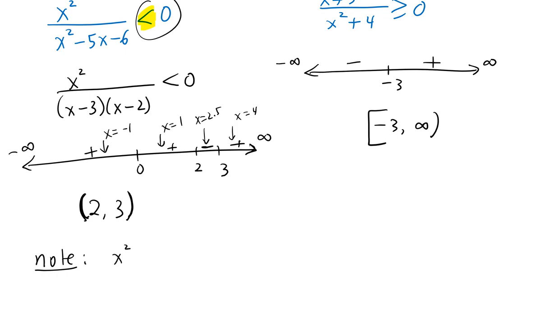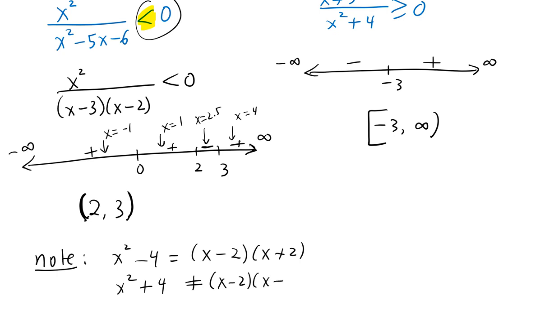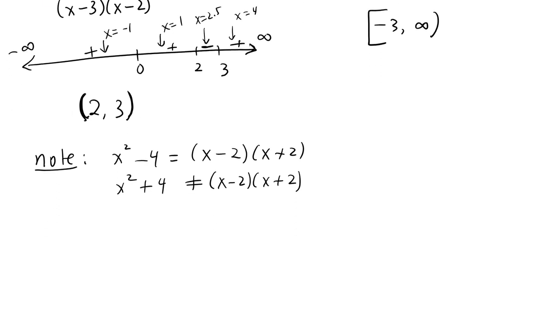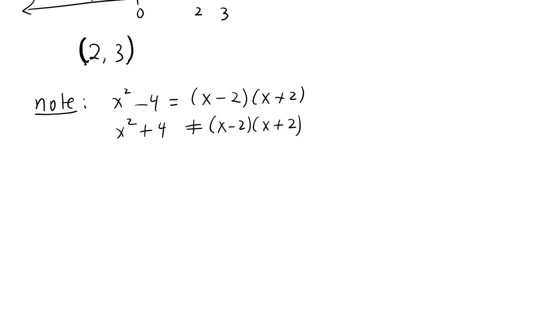So as a note, we know if it's x squared minus 4, we can factor it as x minus 2, x plus 2. But x squared plus 4 is not x minus 2 times x plus 2. If you multiply the right hand side, you will see it's only the first one, not the second one.